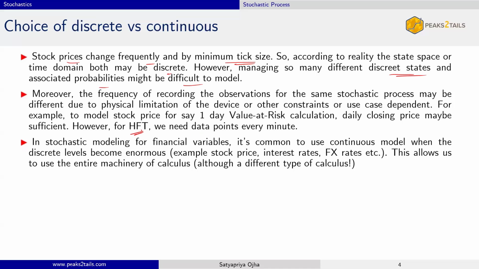So how you want to discretize the time domain depends on multiple things. It depends on the limitation of your device or measuring apparatus, let's say. That is one. Other constraints or even your use case. What are you trying to model? What's your requirement? Based on that, you choose a suitable scheme to discretize the time domain.